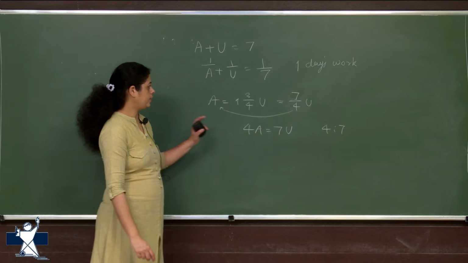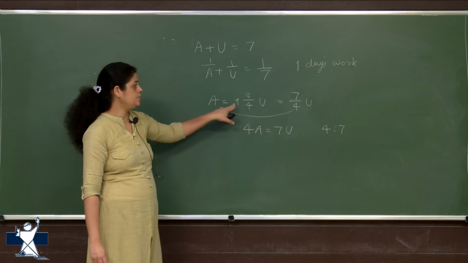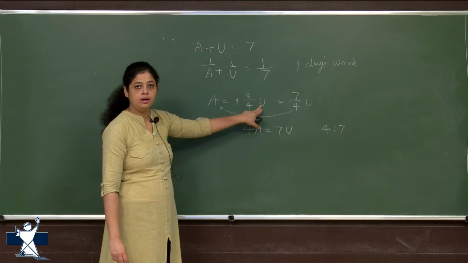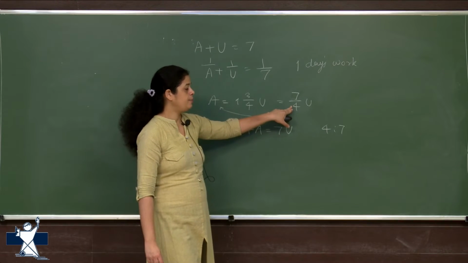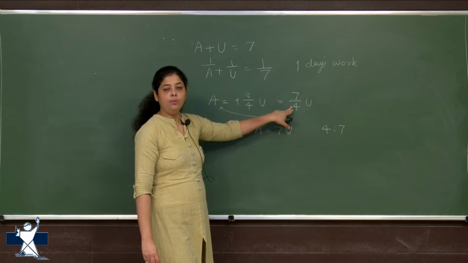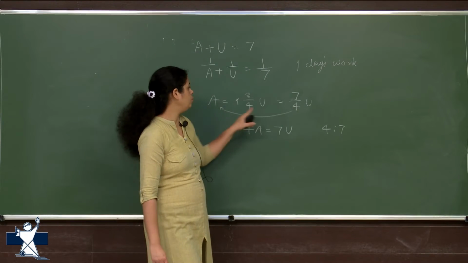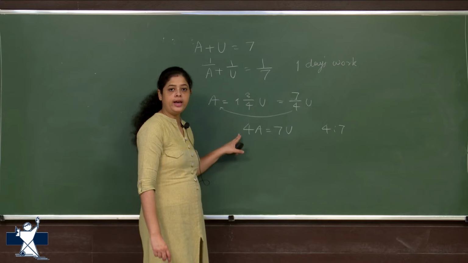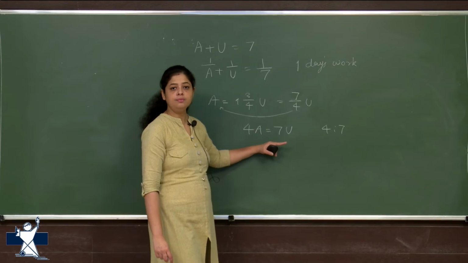That is the meaning. Okay, so we got the relation between Asha and Usha. Asha is 1 3/4 times efficient than Usha. So I have converted the mixed fraction into an improper fraction. In improper fraction we got 7/4. Now to get rid of this denominator, what we do is cross multiplication. So 4a is equal to 7u. Did you understand till here?